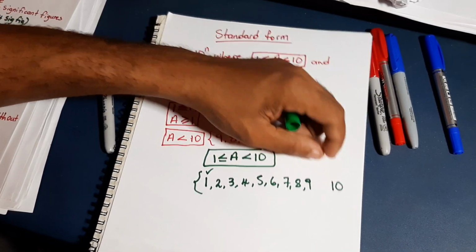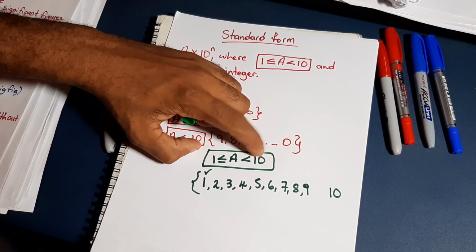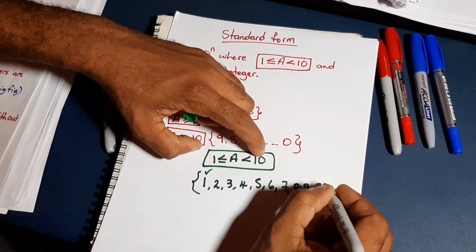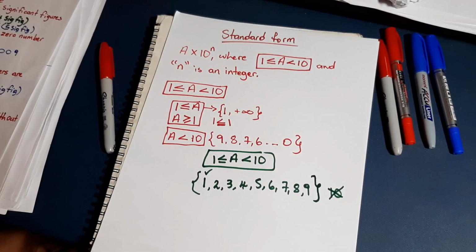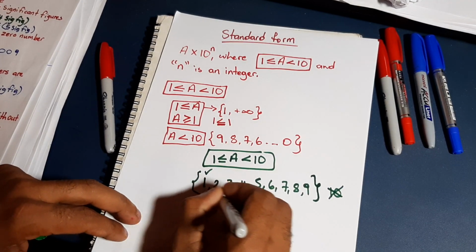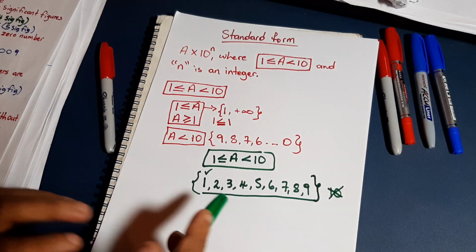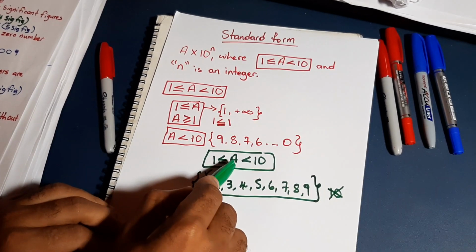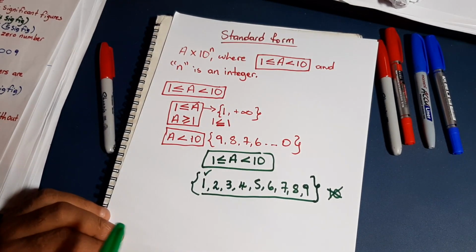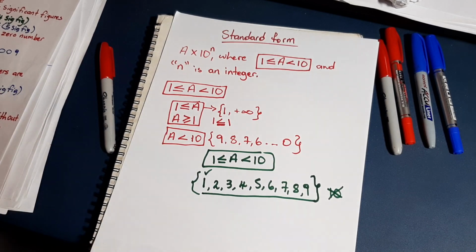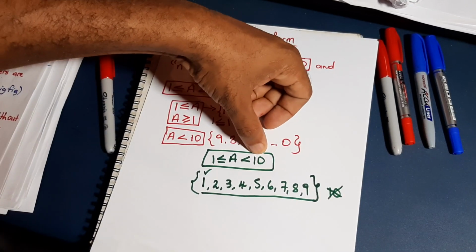Now, 10 is also greater than 1, but is 10 less than 10? No, it's not. 10 is equal to 10, so we would not include 10 in the set of values. So 9 would be the final value. These are the whole number values that satisfy this inequality. No negative values would satisfy this inequality. Now, what about decimal numbers? Yes, 9.1, 9.2, 9.3, even 9.9 would be less than 10.